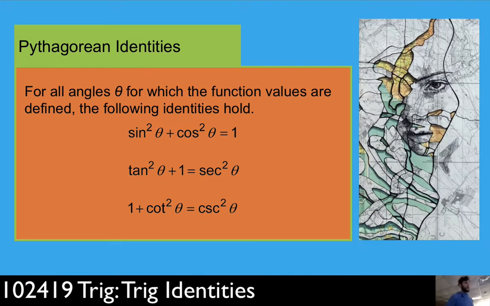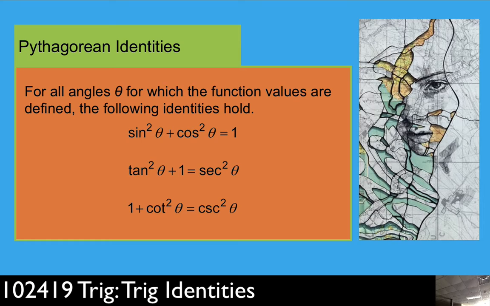All right, trig identities. There are three groups of trig identities that the book talks about. The first is the Pythagorean identities, and they call them that because they are based upon the Pythagorean theorem. The proof of any of these, deriving any of these, uses the Pythagorean theorem.